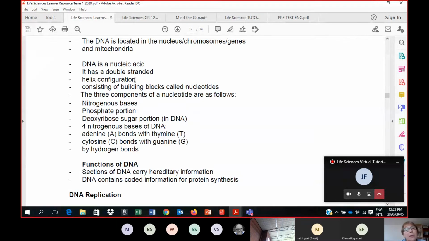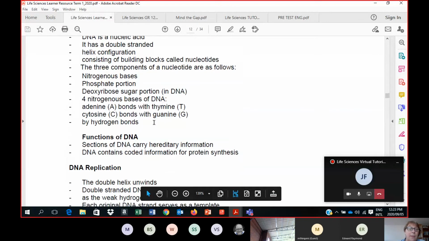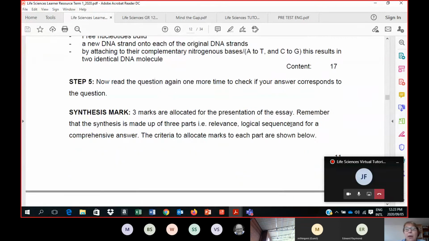So all of these are separate marks that you can receive. So there are more than 17 possible marks. All right? Then just to carry on, I've already spoken about the logical sequence. So you're doing it in that order.